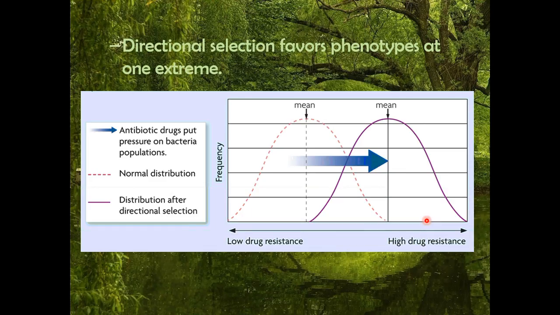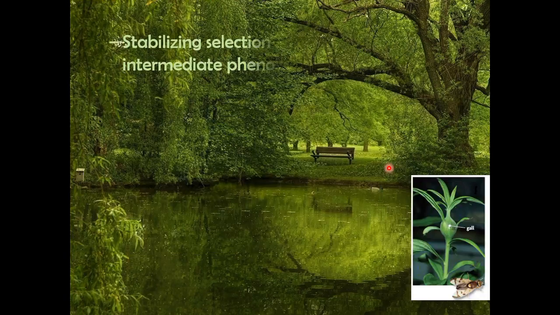So directional selection favors phenotypes at one extreme. For example, antibiotic drugs put pressure on bacteria populations. Some bacteria naturally have a high resistance to antibiotics and others do not. So when you take antibiotics, if you stop taking them before the full course, some of the bacteria in your body that were drug resistant survive. Those will reproduce and produce a population of bacteria that are more drug resistant. So the whole population shifts in one direction.